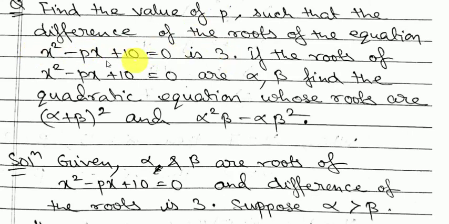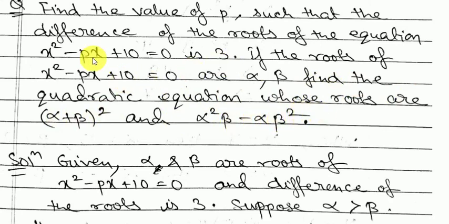So this is a quadratic equation. Here we have p, and they are asking us to find the value of p. One piece of information they are giving us is that the difference of the roots is 3. Further, they are saying you may take the roots to be alpha and beta. You also have to find the quadratic equation whose roots are alpha plus beta whole square and alpha square into beta minus alpha into beta square.